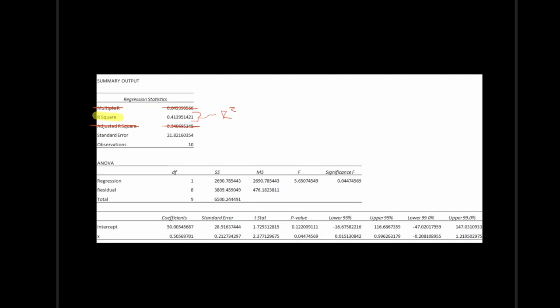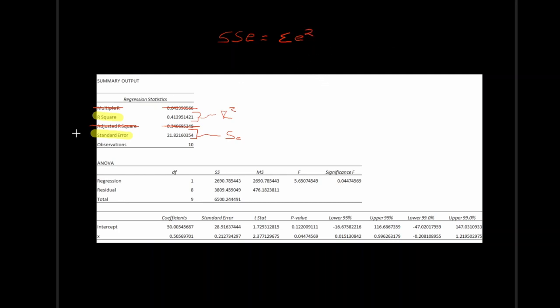What do we have as the next one that we can take a look at? We have our standard error. This standard error is the standard deviation of our error terms. So if we were to take a look at all of the errors, the difference between Y and Y hat, that would be the standard deviation of all of our error terms. Keep in mind, as we talked about, SSE is just the summation of all of our error terms squared.